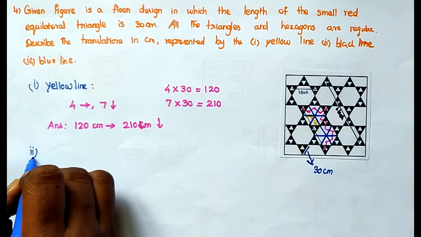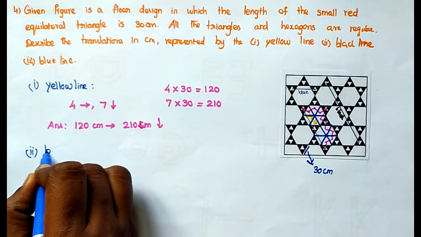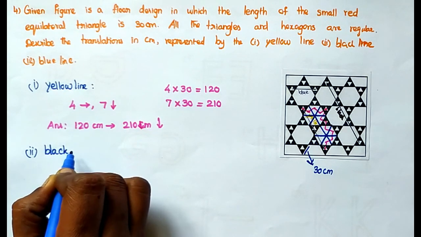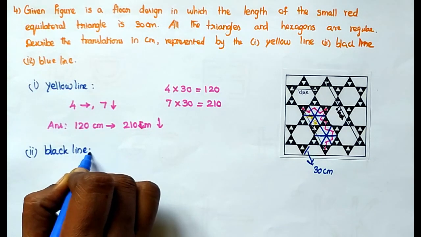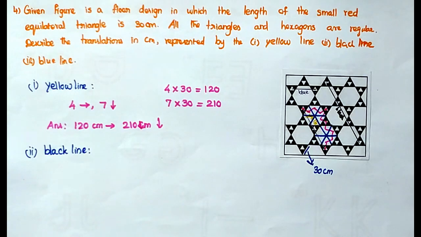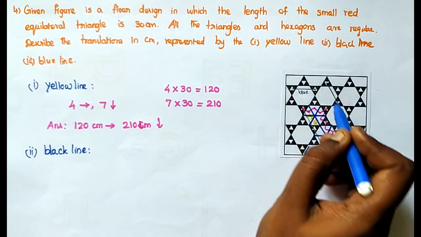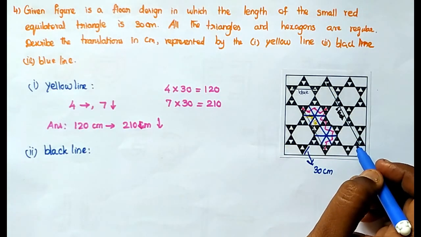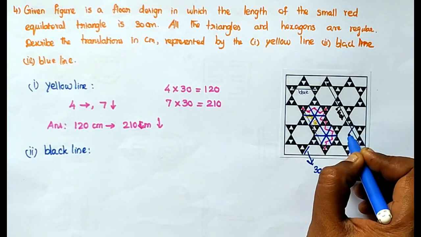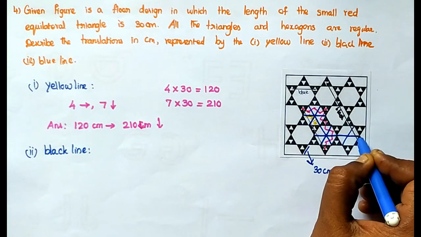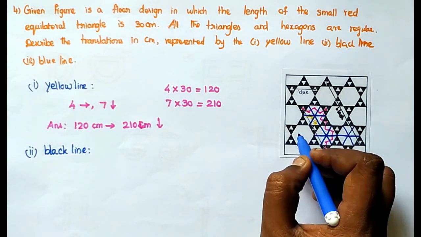Next one, black line. Listen here. This is the black line from here to here. How many centimeters do we have to find out? So as usual, draw the triangle in the hexagon.